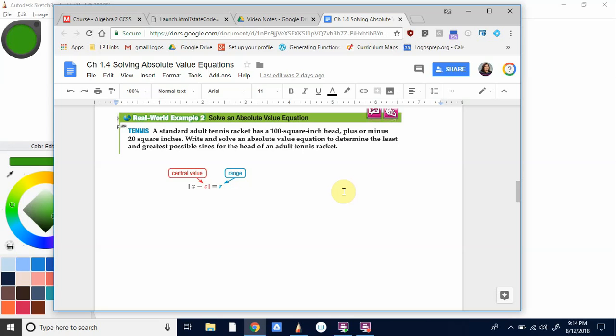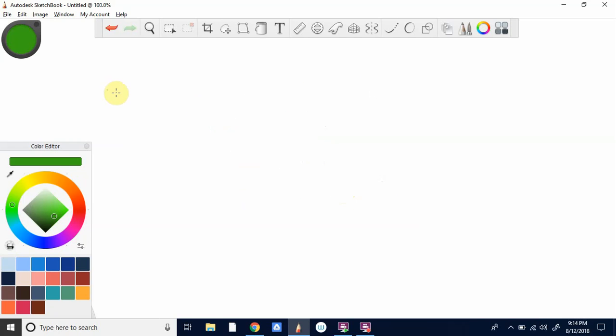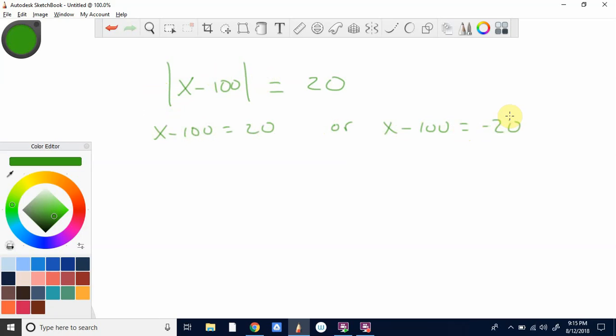Okay, so what do we have here? So we look at our problem. Our middle number is going to be 100 because that's the average range of a tennis head, 100 square inches. Then it's plus or minus 20, so we're going to set it equal to r, so r is going to be 20. So now that we've got this, we can solve for x. So we have to isolate the absolute value. There's nothing added to it or subtracted from it outside of it, or multiplied by it. So I take x minus 100 equals 20, or x minus 100 equals -20.